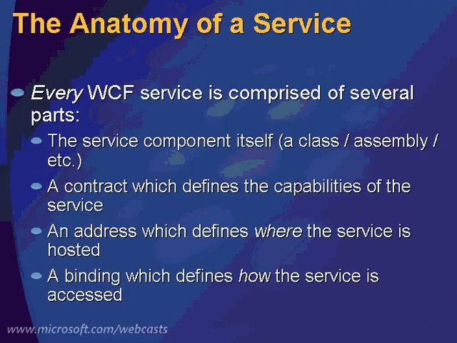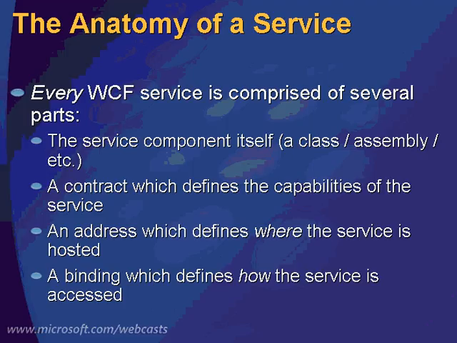So let's take a look at one of these services in a little bit more detail. Every Windows Communication Foundation service is composed of at least 4 parts. The first one is the contract itself, and that's simply a class or an assembly that contains the functionality that you would like to expose. The next 3 are what we call the ABCs.